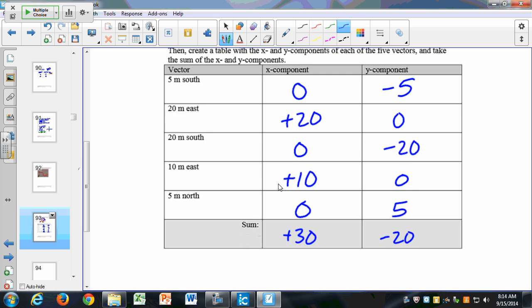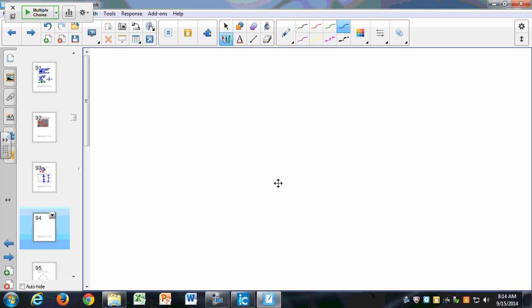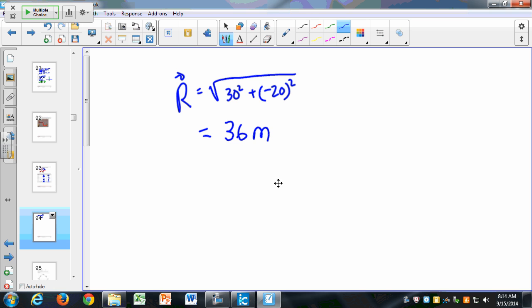And so we do that with the Pythagorean Theorem. We'll call that vector r is equal to the square root of 30 squared plus negative 20 squared. Of course, the negative 20, when you square it, the negative goes away, and I get 36 meters. All right, and then our angle theta is the inverse tan of our y over our x. It's 20 over 30. I get 34 degrees.